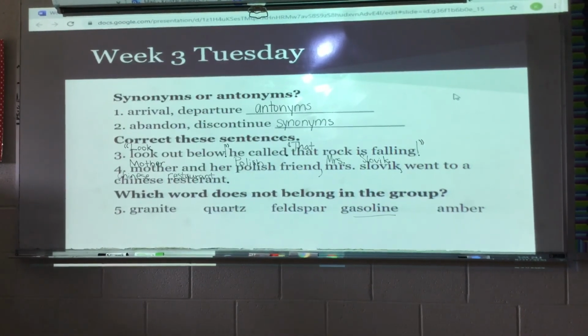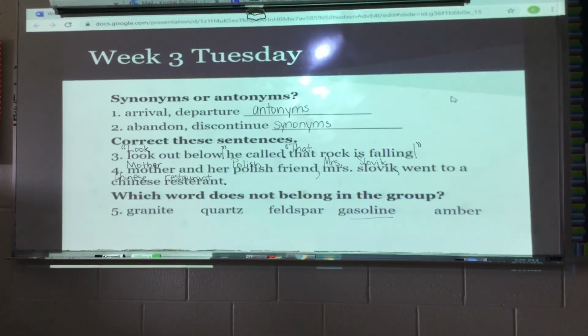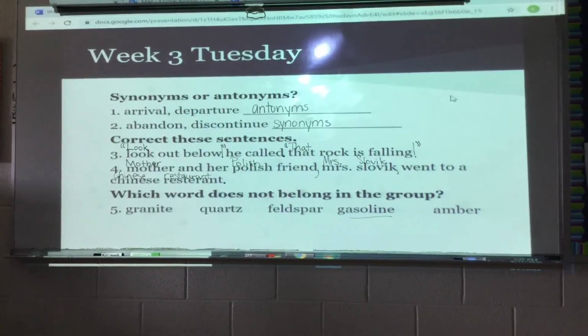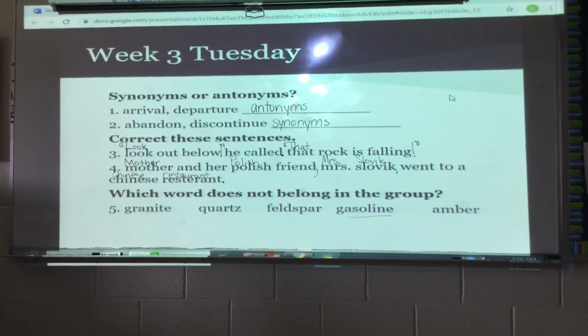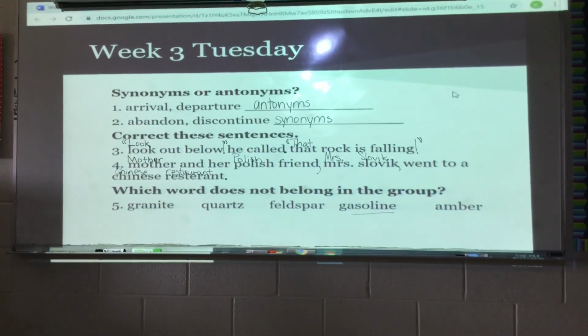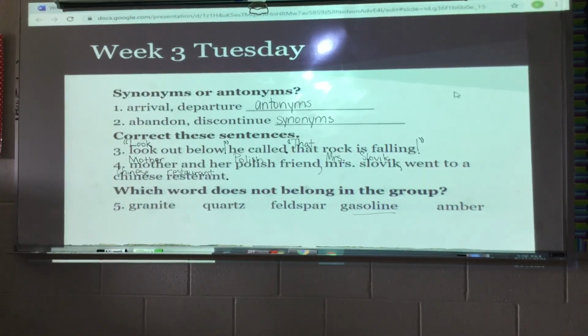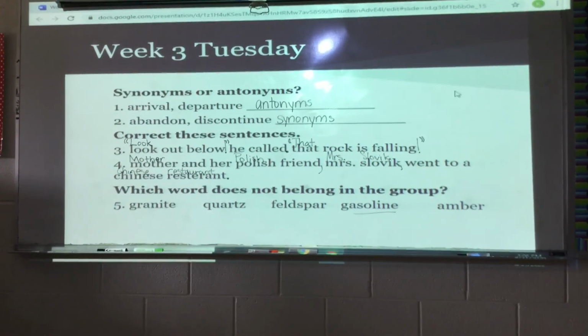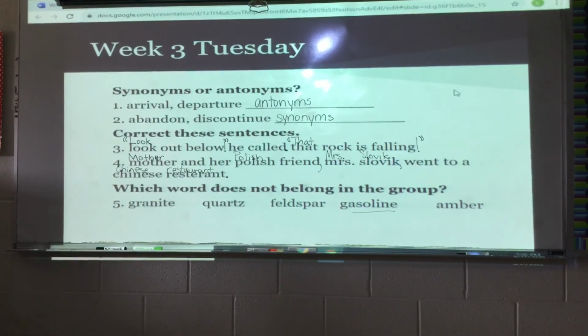Correcting the sentences. There's a lot going on in number 3, okay? There's a lot of things that need to be corrected. So let me read it as it should be read. Look out below, he called. That rock is falling. This sentence has a divided quote. He is our speaker. He says 2 different sentences.